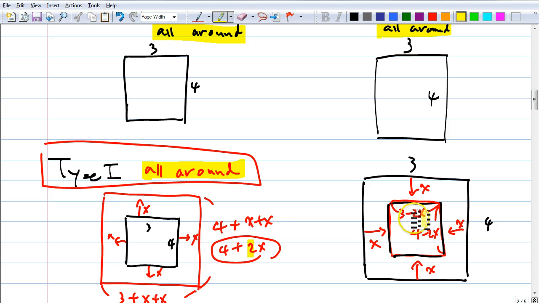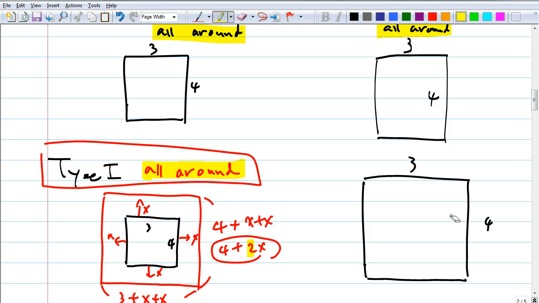Why is it 3 minus 2x? Now, why isn't it just 3 minus x? Let me erase that. Do you know what I'm talking about? Let me erase the whole thing. I had 3 by 4, right guys? And now I am decreasing this by x, this by x, everywhere by x, all around. So then I get a smaller rectangle inside.